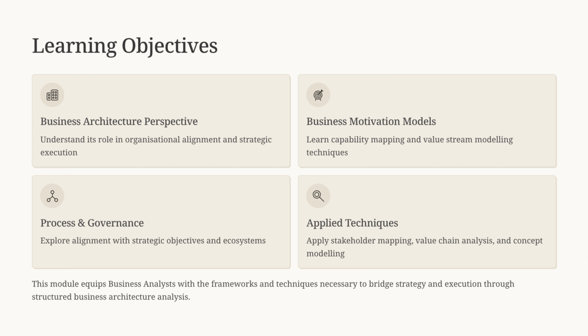We'll then move into process and governance, understanding how an organization ensures that what's being done daily stays aligned with its strategic intent. And finally, we'll explore applied techniques, including stakeholder mapping, capability modeling, and value chain analysis, to give you practical tools you can apply in real-world business transformation. This module will help you become the kind of business analyst who doesn't just solve problems, but helps shape strategic direction.